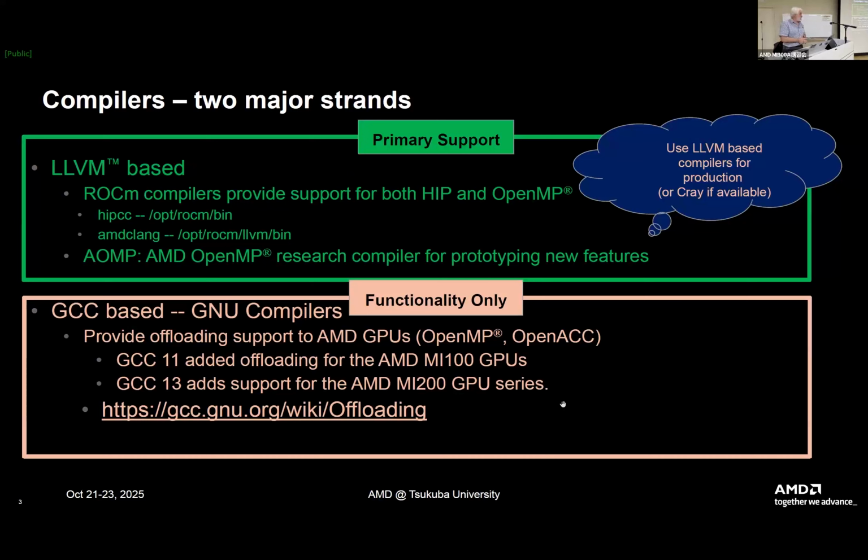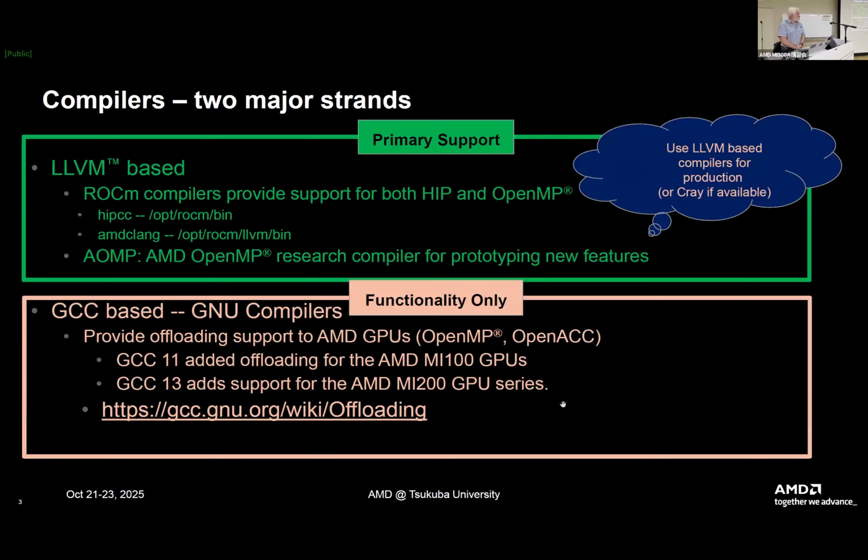AMD has been working with LLVM for longer than any other vendor, so they're quite integrated with the LLVM team. And so we have two compilers we use out of LLVM. One is HipCC and the other is AMD Clang. AMD Clang is for OpenMP offloading. HipCC is for HIP and ROCm lower level programming. They both call the same LLVM compiler. They're just started up a little differently.